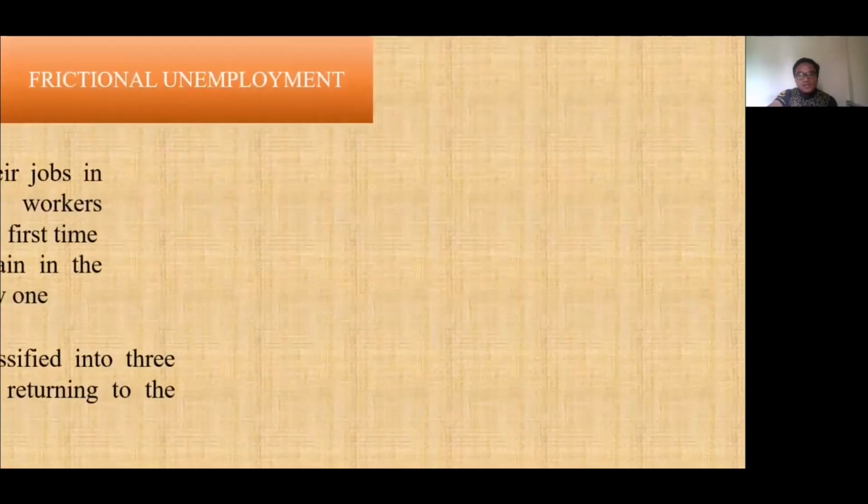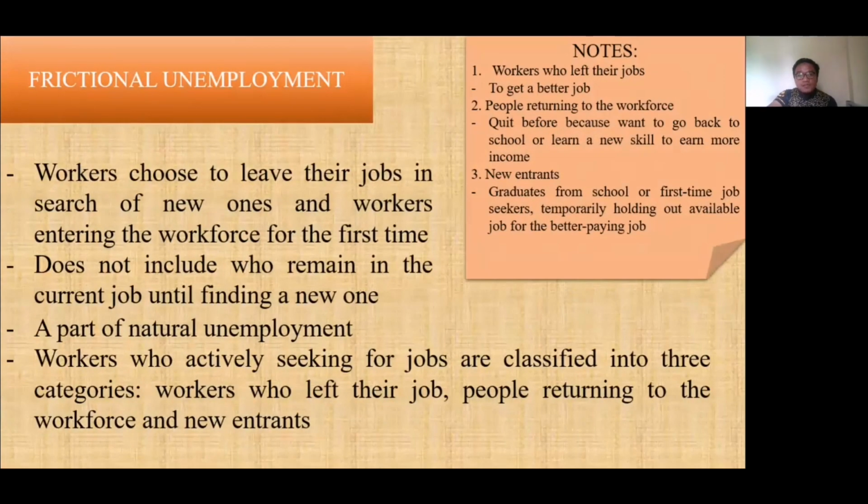So what is frictional unemployment? It is when workers choose to leave their jobs in search of new ones and workers entering the workforce for the first time. It does not include those who remain in the current job and are finding a new one. It is a part of natural unemployment, and workers who are actively seeking jobs are classified into three categories, which is workers who left their job, people returning to the workforce, and new entrants.